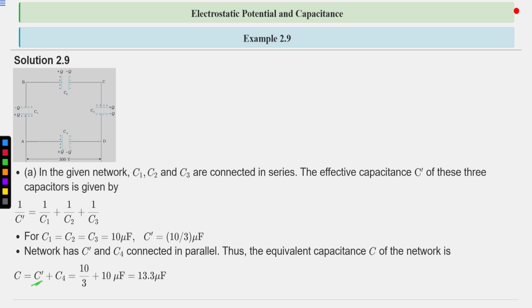So C equivalent, the equivalent capacitance of these three capacitors in series plus the C4 which is in parallel. So C equals C dash plus C4, which is 10 by 3 plus 10, which is equal to 13.3 microfarad. So the equivalent capacitance of this whole circuit is 13.3 microfarad.